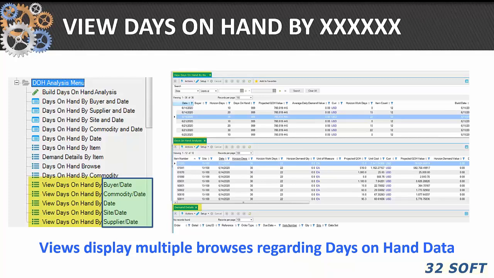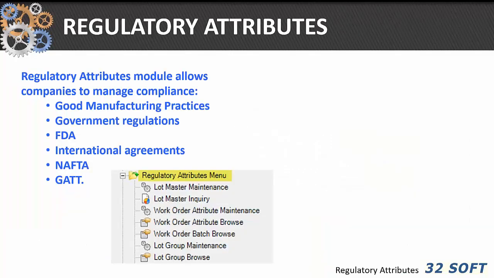Regulatory affairs, which is one of the things I didn't get a chance to talk about last week or last session in February. This is the module that allows a company to manage compliance. As a matter of fact, it used to be called compliance, and now it's called regulatory attribute control.